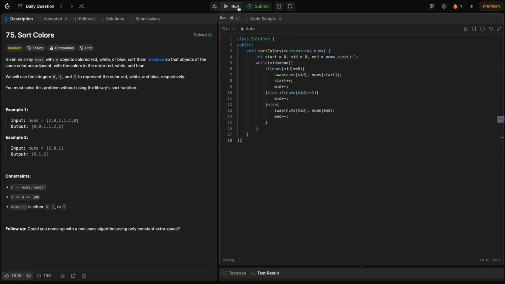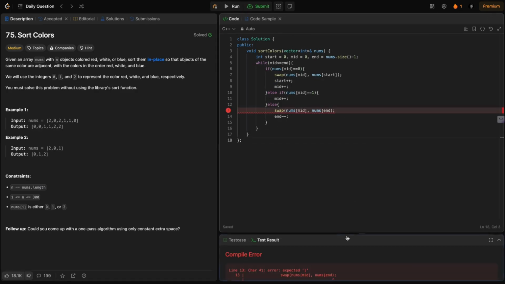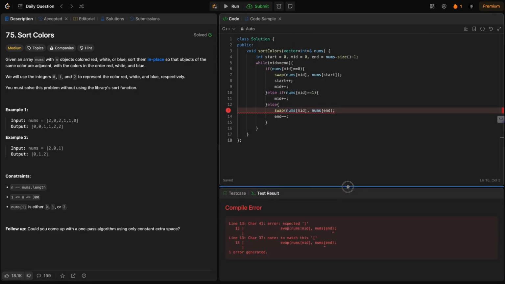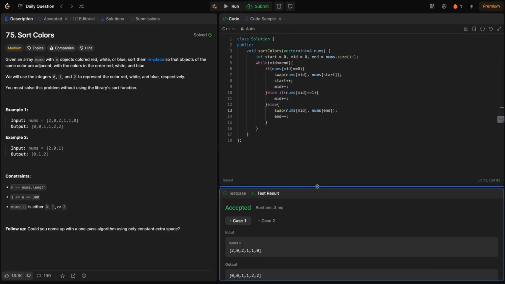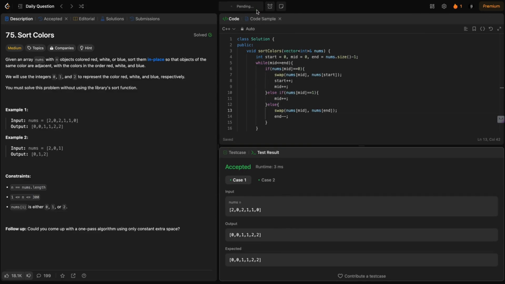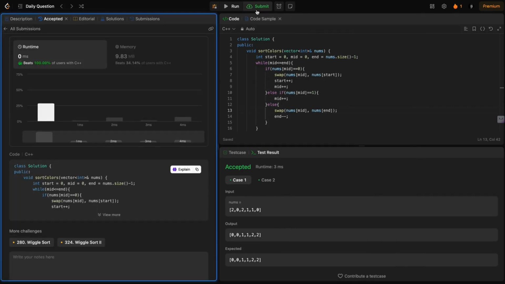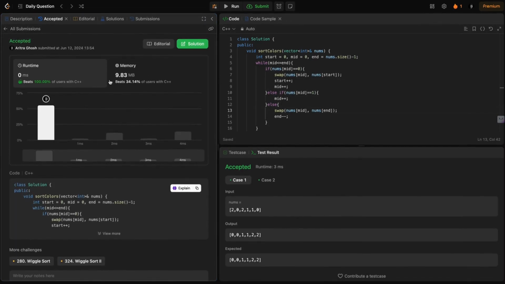Let's check it out. Okay, that's a silly mistake. Let's check the entire code again. I don't think there are any more mistakes. Let's run it. All checks have passed. Let's submit it. There you go, it's working. It beats 100%, 0 ms.